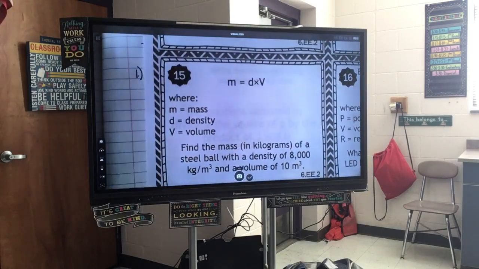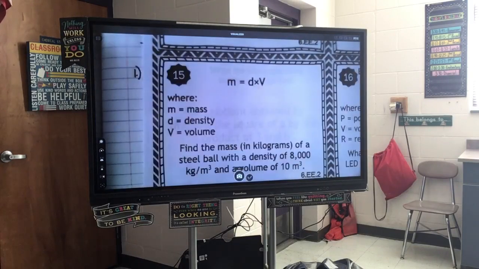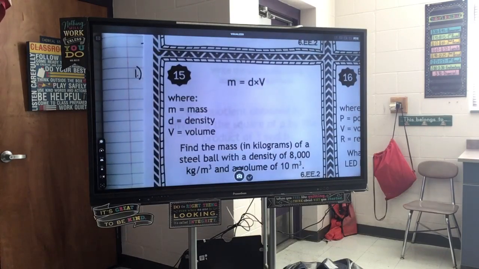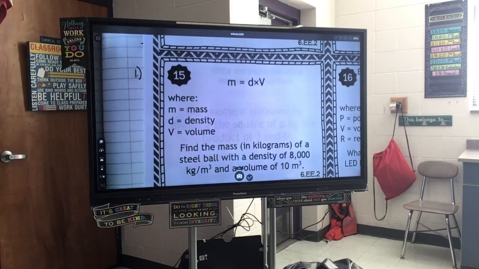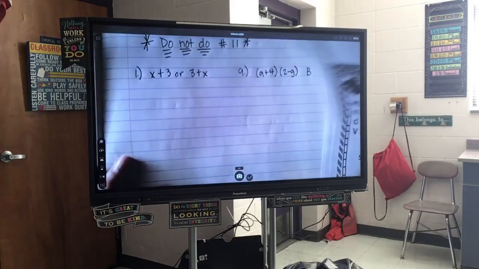All right, so 15 gives you technically an equation: M equals D times V, where M is the mass, D is the density, and V is the volume. It says find the mass in kilograms of a steel ball with a density of 8,000 kilograms per meters cubed and a volume of 10 meters cubed. So you're probably like, oh, Lord have mercy, what did she just do? We didn't learn this in science much, but if you slow down and break this apart, everyone put number 15.